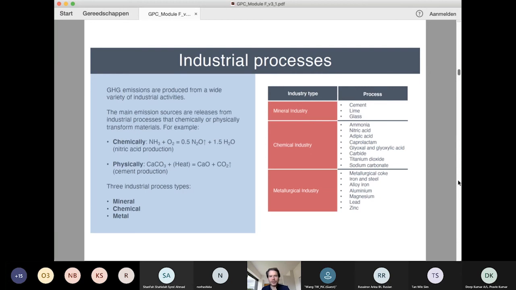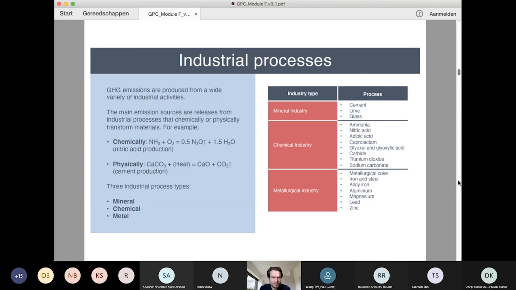Okay, so let's look a bit closer into industrial processes. So these cover 3 processes, or 3 industries. We have mineral industry, which can include the production of cement, lime, glass, the chemical industry, ammonia, nitric acid, adipic acid, etc., or the metal industry, which covers iron, steel, alloys, aluminium, magnesium, lead, zinc, etc. And this is where emissions are released as part of a chemical or physical transformation of materials.